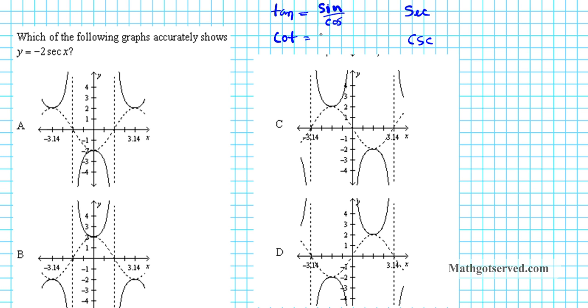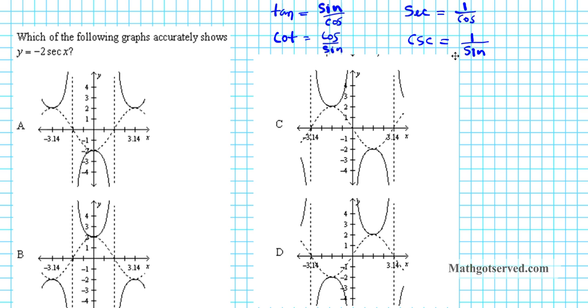Cotangent is given by cosine over sine. So sine basically determines where the asymptotes of cotangent are. Secant is given by 1 over cosine. So cosine determines where its asymptotes are, just like tan. Okay? And then cosecant is 1 over sine. So sine determines where the asymptotes of cosecant are.